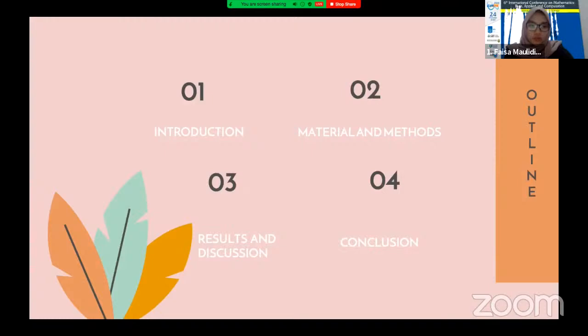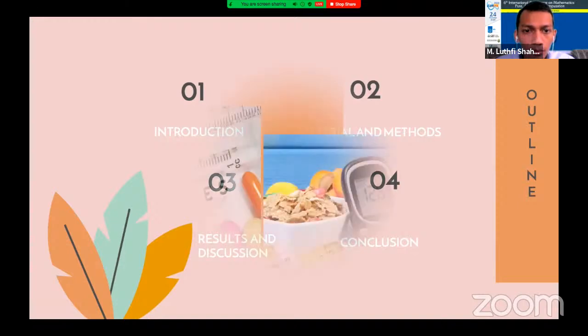Next, here's the outline that we will discuss today. First, there's introduction, material and methods, results and discussion, and lastly, the conclusion.